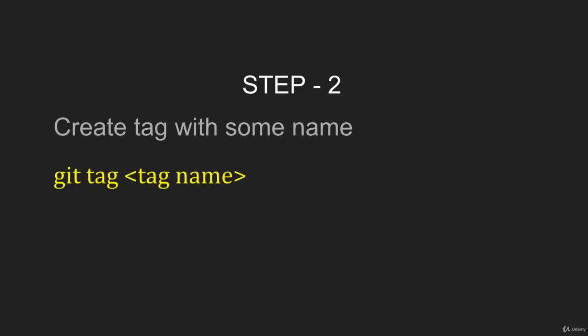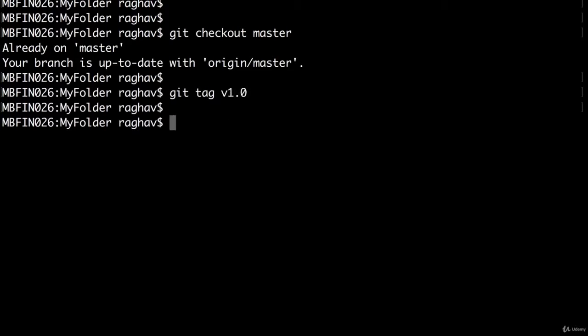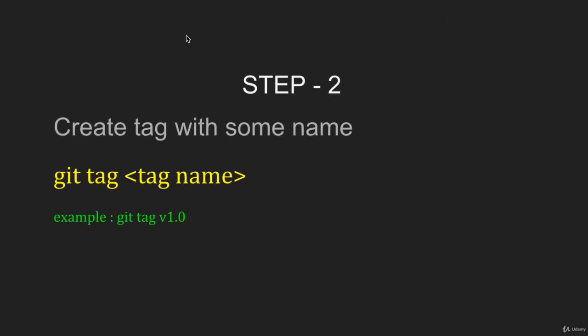Step 2 is now I will create a tag and give some tag name. The command is git tag and the tag name. For example, I will create a tag by the name version 1.0. I will say git tag v1.0, and now I can say git tag to see the tag is already created. So this is how I can create a tag.